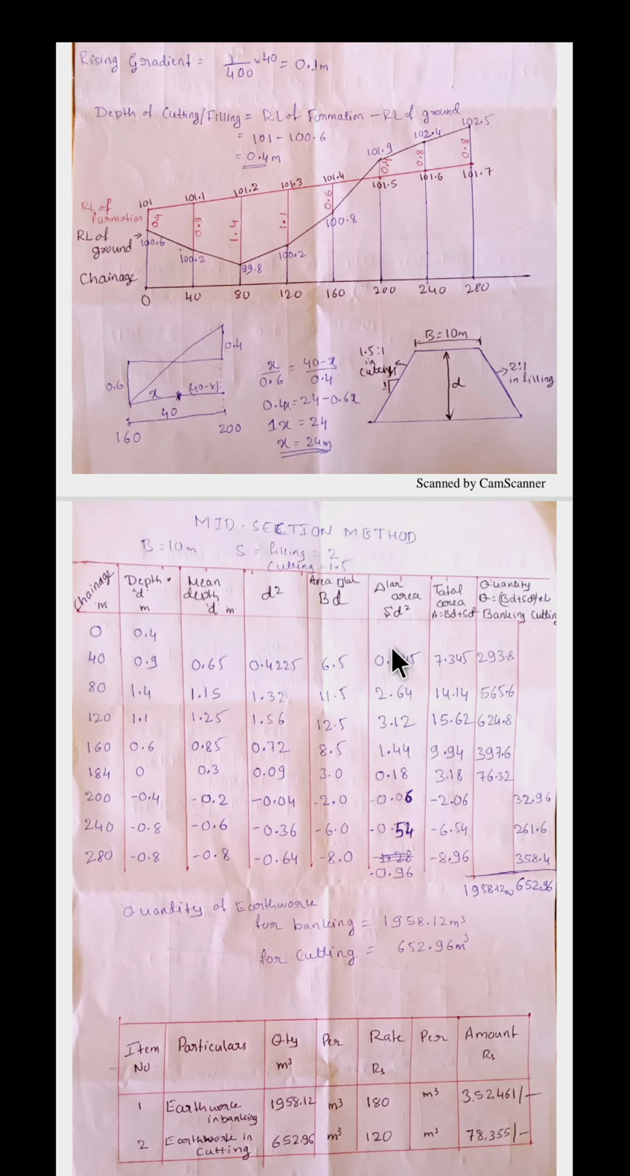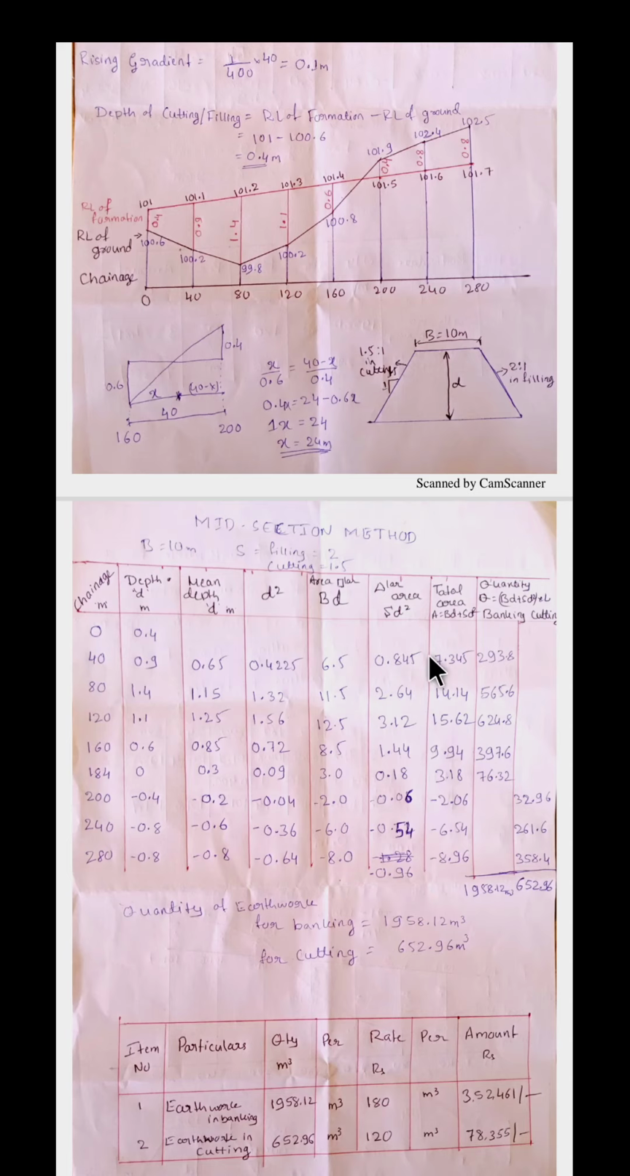Now the area of the side triangles is S D square. S for filling is 2. So 2 into 0.4225 it is 0.845. 2 into 1.32 it is 2.64. 2 into 0.72 it is 1.44. 2 into 0.09 it is 0.18. Here it is a negative sign, which means the cutting is going to start from this point. So for this we should take S equal to 1.5. 1.5 into 0.04 it is 0.06. 1.5 into 0.36 it is 0.54. 1.5 into 0.64 it is 0.96. So this is S D square.